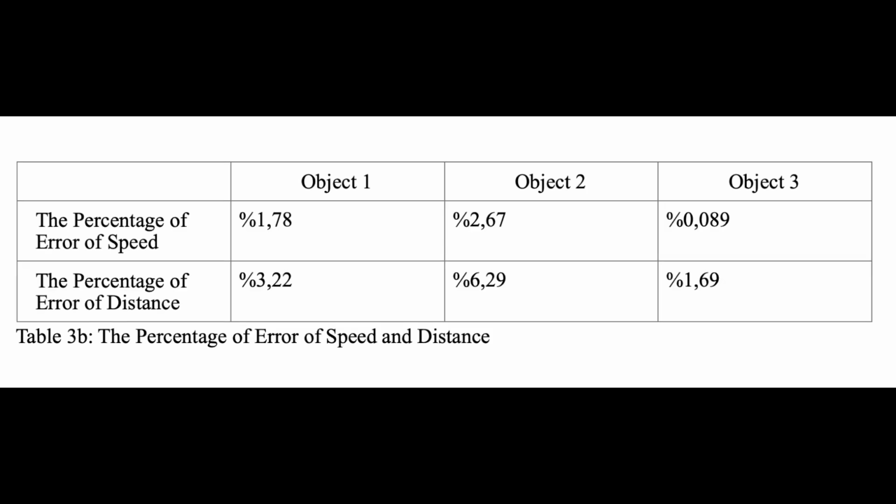For the first object, the percentage of error of speed is 1.78 and the percentage of error of distance is 3.22. For the second object, the percentage of error of speed is 2.67 and the percentage of error of distance is 6.29. For the third object, the percentage of error of speed is 0.089 and the percentage of error of distance is 1.69.